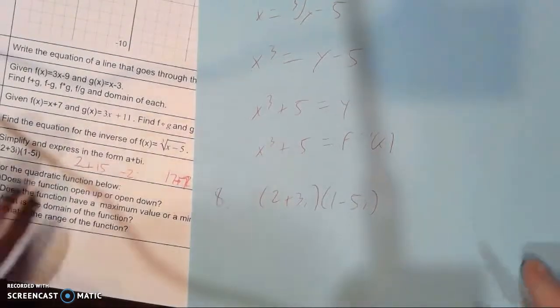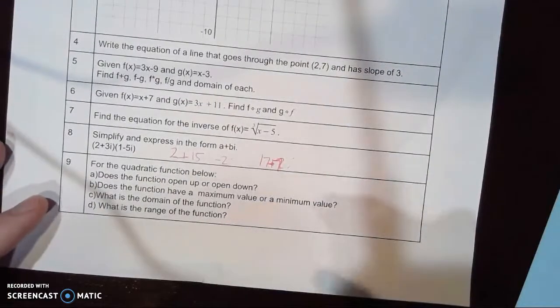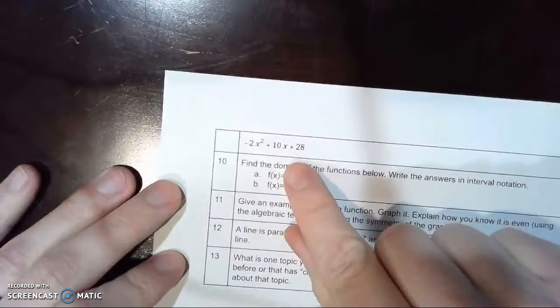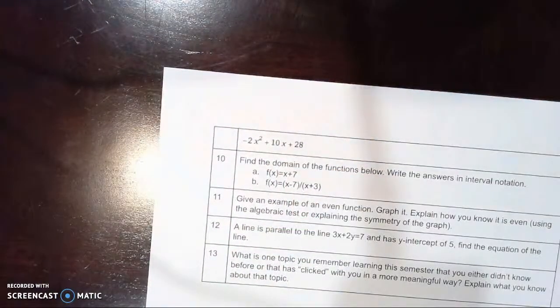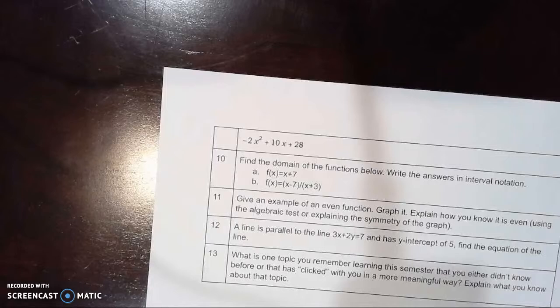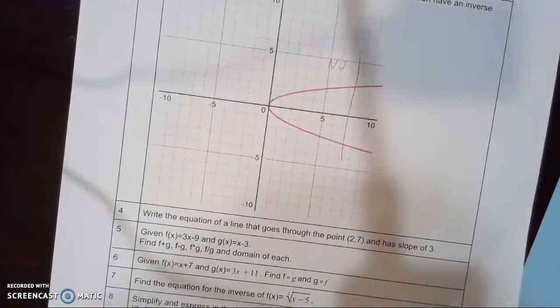Number 9, for the quadratic function below, does it open up or down? Does it have a max or min? What's the domain of the function? What's the range of the function? There is the quadratic, negative 2x squared plus 10x plus 28. So I graphed that on Desmos. I knew the answer to up or down was down, so I knew it had a max.